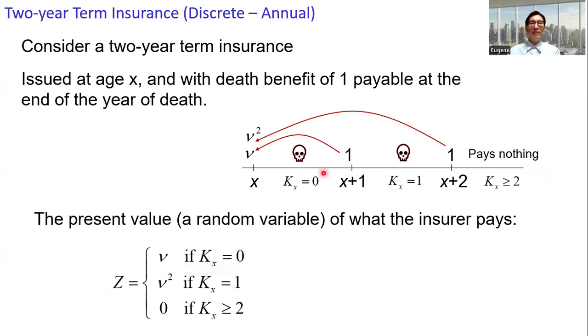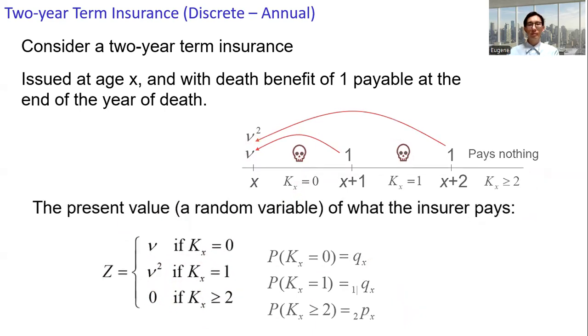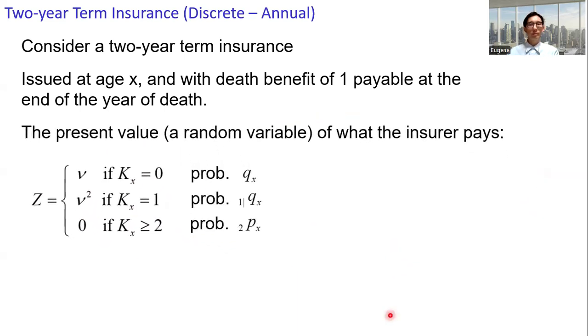Kx equals 0, the present value is nu. Kx equals 1, nu squared. Kx greater than or equal to 2, zero. The corresponding probabilities: qx, 1 bar qx, and 2px. The expected value of Z, this is the notation. Nothing is changed as for the 1-year term insurance except for the number here.